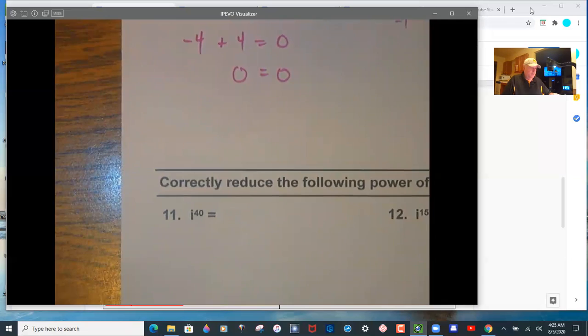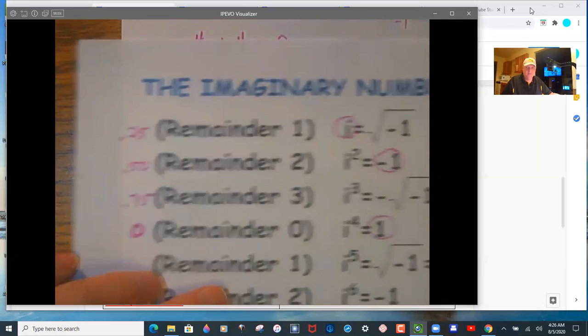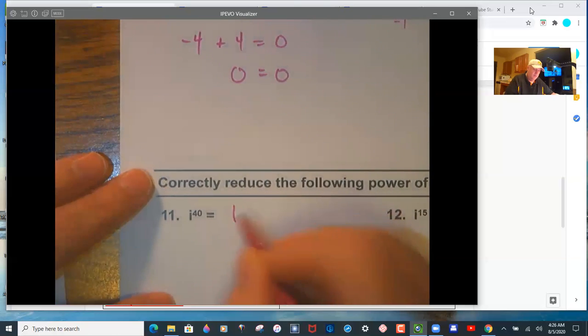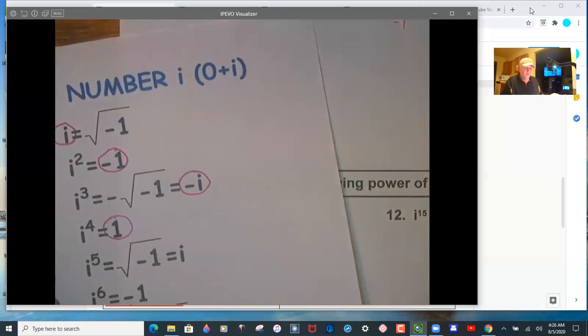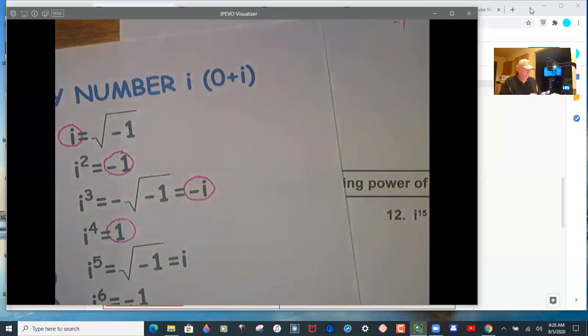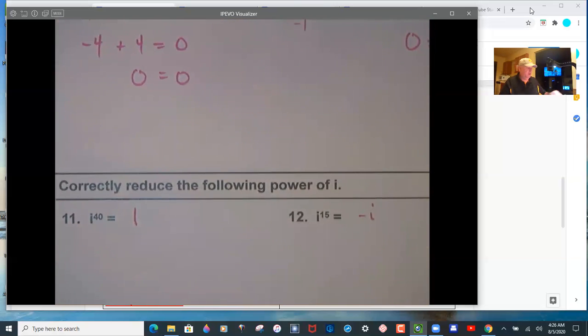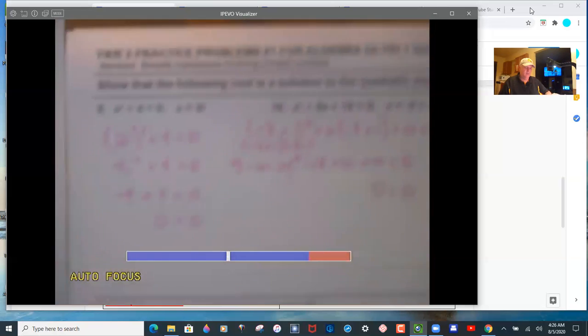All right, so this is this guy here, 40 divided by 4. That's a remainder of 0. So this is going to be a 1. And then 15 over 4, that remainder will be, I just want to make sure here, 0.75, remainder 3 is what I thought. And then negative i is that reduction. So use the page, you can use that on the quiz to do your simplifying.